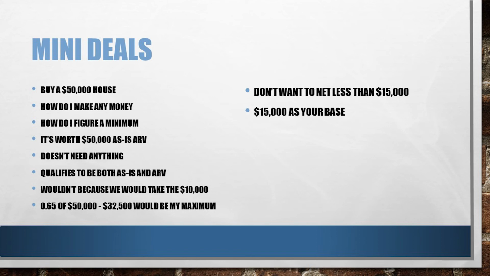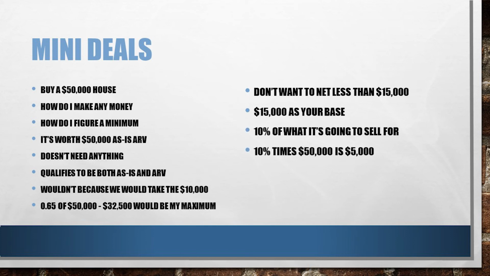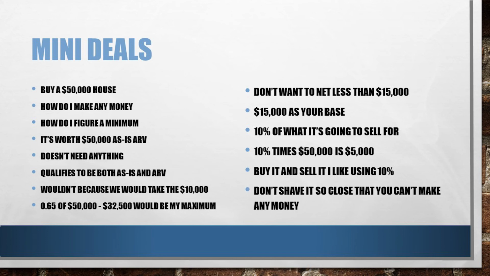You take $15,000 as your base, or whatever your mini deal net number is for you. Mine is 15. You take 10% of what it's going to sell for. So in this case, 50,000. 10% times 50,000 is 5,000. Now I know to buy it and sell it, you're going to figure about 8.25%. I like using 10%, easy numbers to multiply. So what? It's another 1.75%. Don't shave so close that you get it so tight that you can't make any money. So use 15,000 as your net profit, 10% of your resale value. In this case, it's as is and resales the same number. So 10% of the 50 is 5,000.